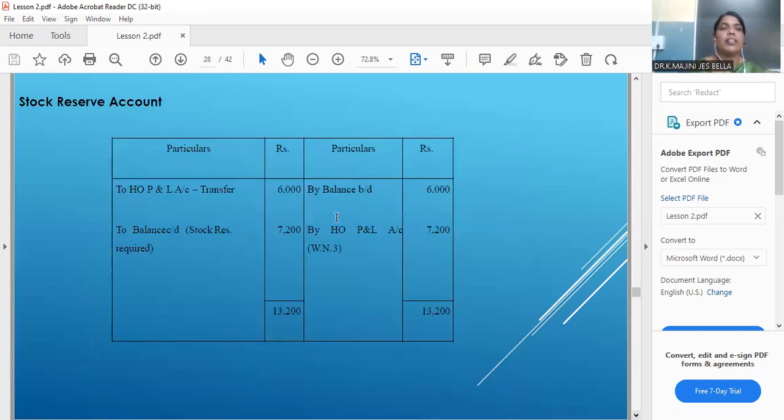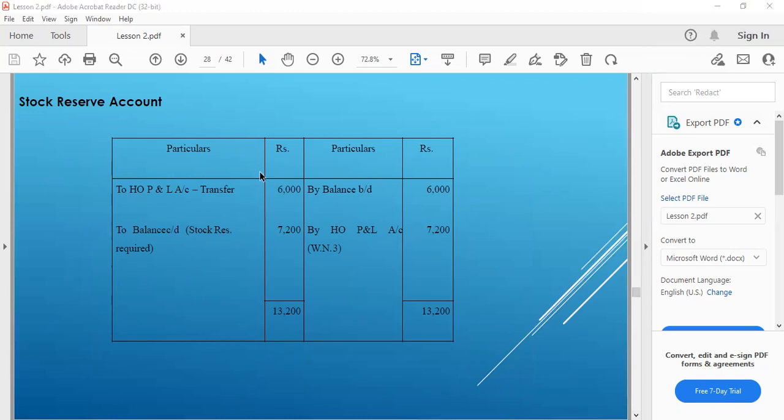Then they should calculate the stock reserve account. Okay, stock reserve account. You should put two columns in the debit side and two columns in the credit side. Particulars column, amount column. Particulars column, amount.